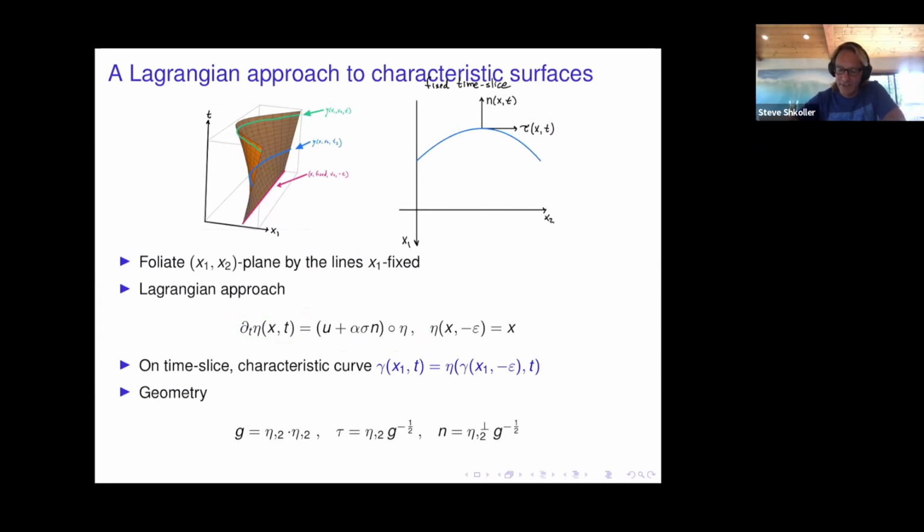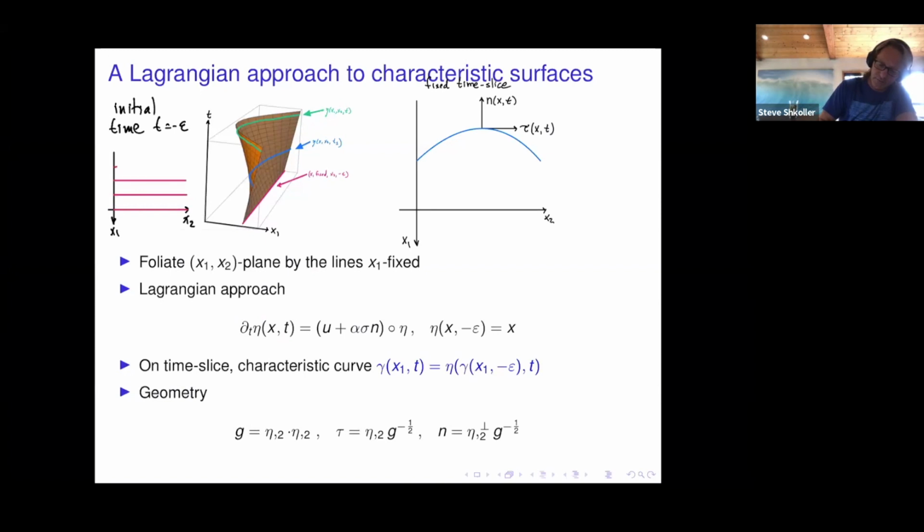So here I've drawn, again, remember that we've taken our, let me just draw a little picture here. Here's the x1 coordinate and here's the x2 coordinate. What we've done is at initial time, so this is t equal to minus epsilon, we foliated this space with straight lines corresponding to values of x1. There are lots more than I'm drawing, but you get the idea. That corresponds to how you start this surface. Then you propagate the surface by asking it to follow the three characteristic.